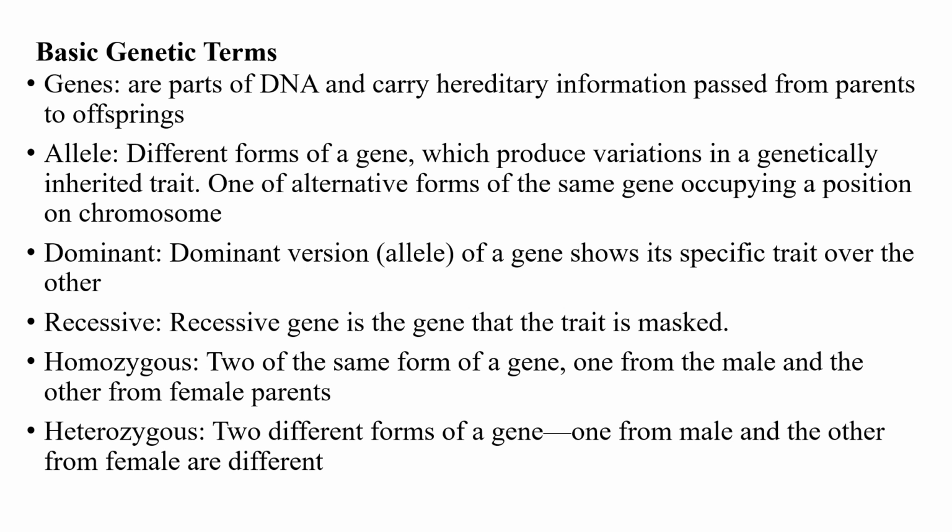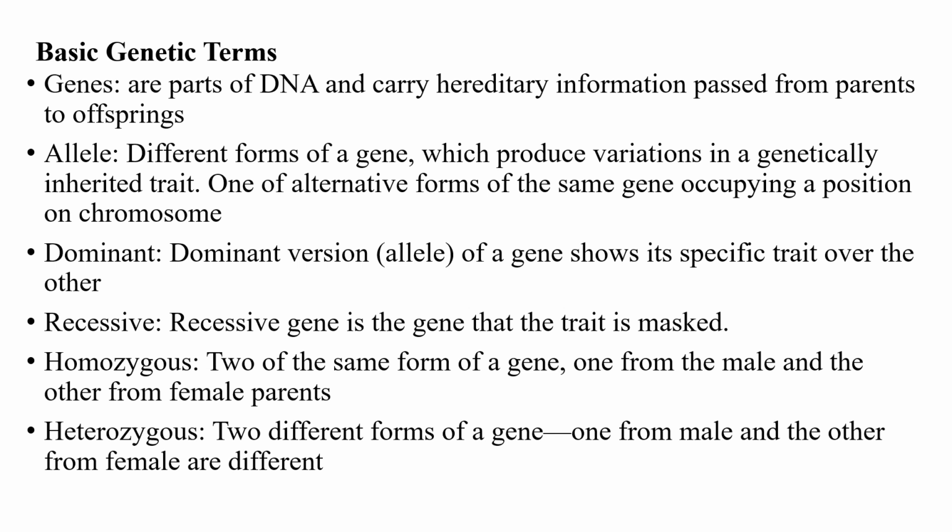Then we also have another term that is referred to as homozygous. Two of the same form of a gene, one from the female and one from the male parent. That is, when you talk about homozygous, you are talking about the zygote. A zygote is always formed from a donation from a male and another donation from the female. That is, a donation of one form from the male parent and another one from the female parent.